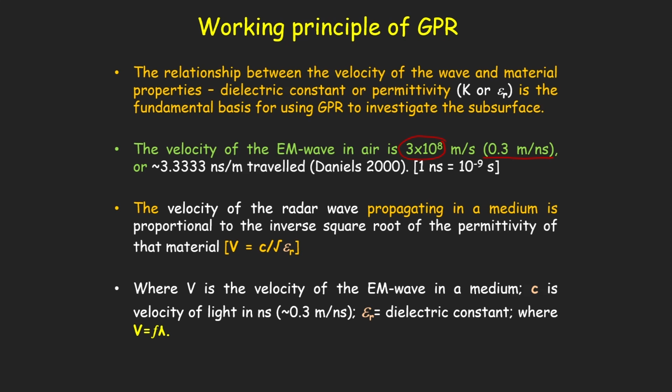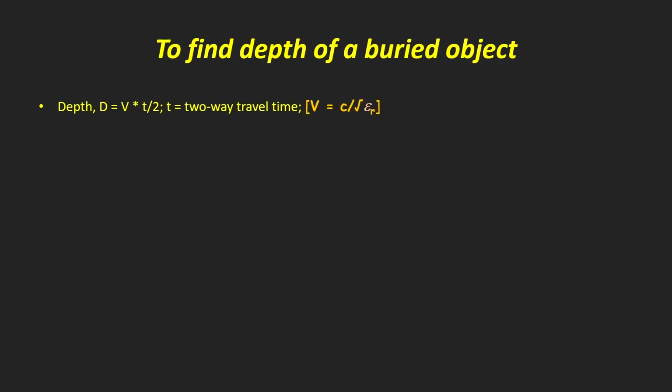So, the velocity of the radar wave propagation in a medium is proportional to the inverse square root of the permittivity of that material, where V is the velocity of the electromagnetic wave in a medium, C is the velocity of light, and ER is your dielectric constant, where V again will be the frequency times lambda, that is your wavelength.